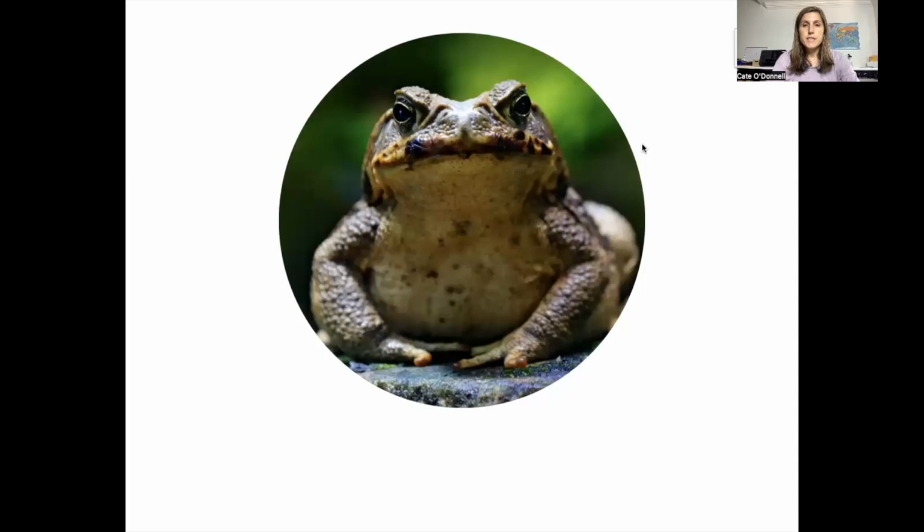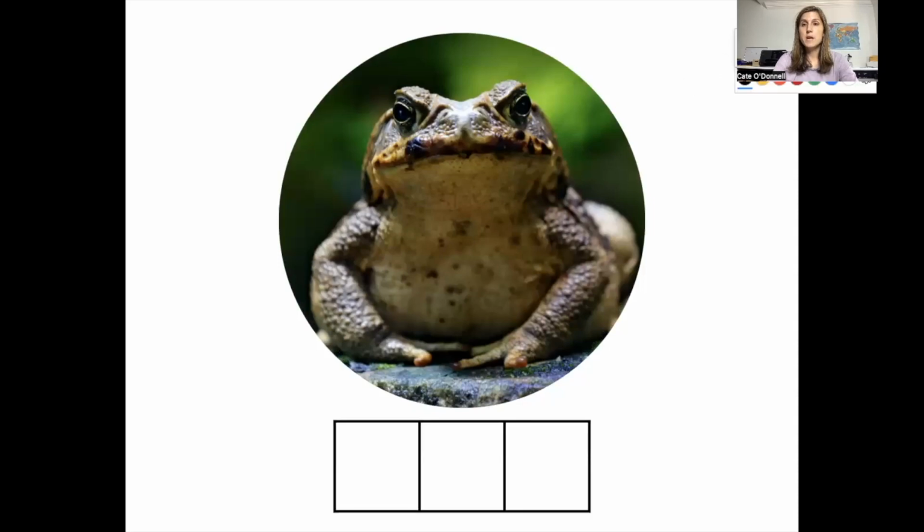Our next picture is a toad. Toad. How many sounds do you hear in the word toad? There are 3 sounds in the word toad. What's the first sound you hear? T, t. What letter makes the t sound? The letter T. What's the next sound? T, O. O is O-A. And what's the last sound in toad? D, the letter D. This is how you spell toad.